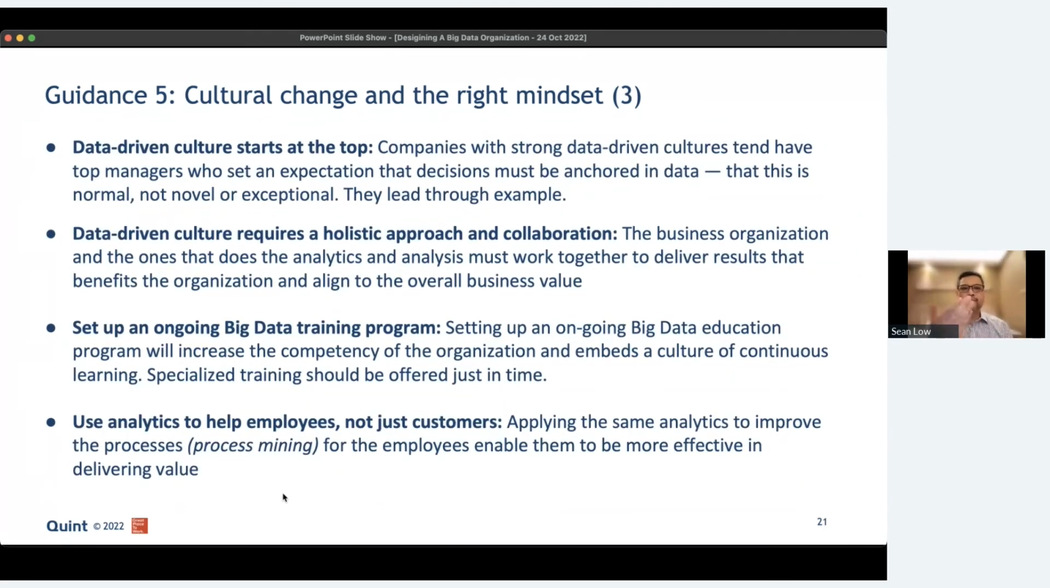Okay, so again, data-driven culture starts at the very top, with the senior leaders. Data-driven culture requires a holistic approach and collaboration with different people and different stakeholders, both senior and operational. One of the ways to get people to learn about big data and accept it is to provide them with ongoing big data training and programming. And of course, when you apply big data, don't just focus on delivering value to your customers, but use big data internally to see how you can make things much more effective within the organization.